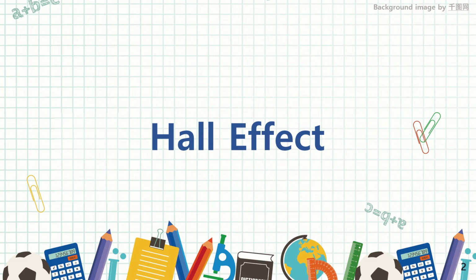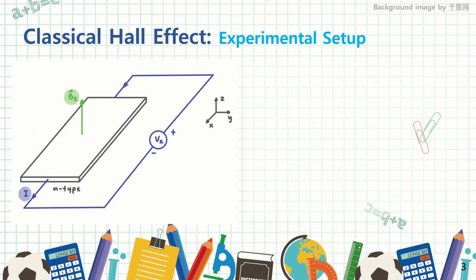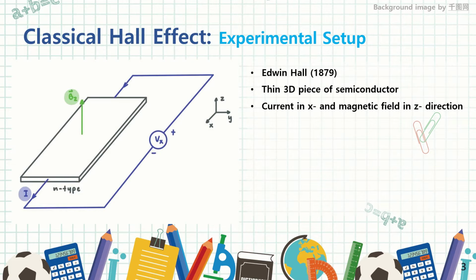What is the Hall effect? The Hall effect was first discovered by Edwin Hall in 1879, and the experiment is set up as follows. Let's say we have a thin piece of semiconductor with electric current passing through it in the x direction. It is also subjected to a magnetic field perpendicular to the current, in this case in the z direction.